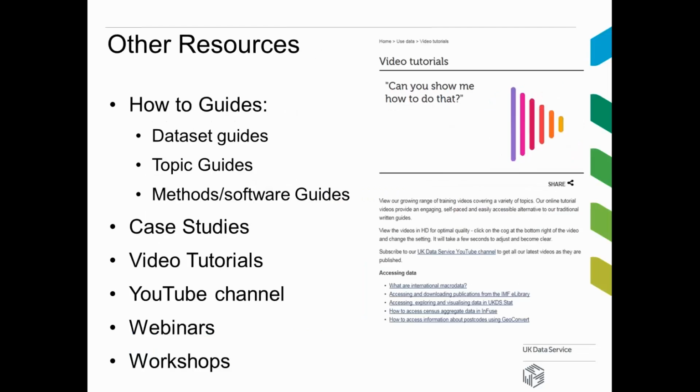Now, right at the start I mentioned that as well as making all this fantastic data available, we offer a whole host of other services and resources. And this ranges from some of the how-to guides that we produce and make available on our website. So this might be guides about a specific data set. It might be a guide about a particular topic area, for example. We also have a number of different case studies that are available. And if you need any inspiration about what sort of research questions you could look at, then I'd highly recommend having a look at some of these case studies. We also produce video tutorials, and we have our very own YouTube channel.